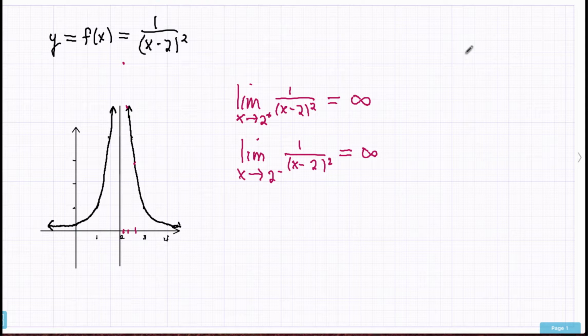The statement that the limit as x approaches 2 from the negative side of our function is infinity is another way of saying that when the x's are near 2 but a little bit smaller than 2, the corresponding points are climbing up towards positive infinity.